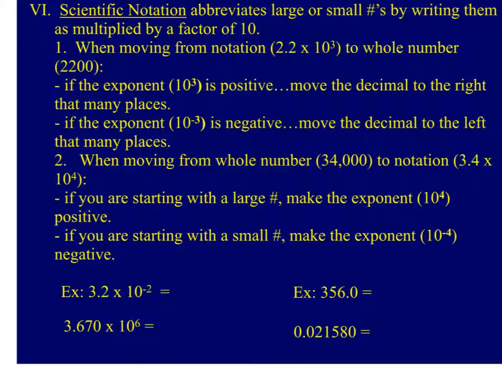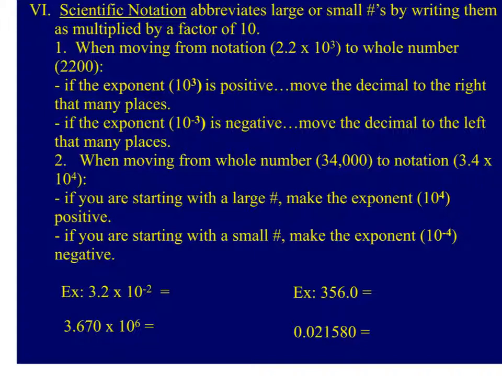So let's take a moment and review scientific notation then. Scientific notation abbreviates large or small numbers by writing them as multiplied by a factor of 10. And in science, especially in chemistry, we use scientific notation all the time. The reason is because we're always talking about very, very small things, atoms or protons, neutrons, electrons, and so their sizes are always in scientific notation.